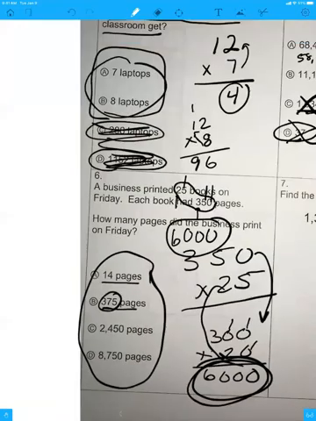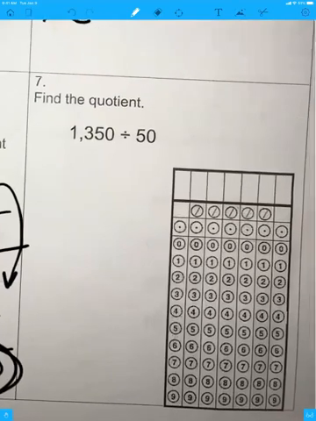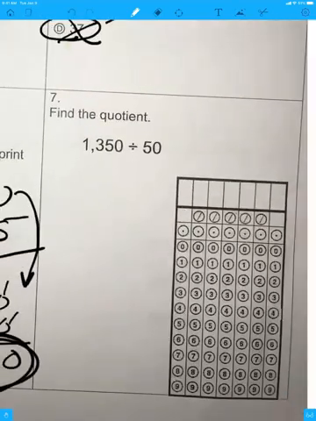Everybody following me? Go to number 7. Pause the video and do it. Now, we've taught you guys a bunch of times, if there's zeros on both sides, you can eliminate them, right? So you can take out this 0 and take out this 0, right?